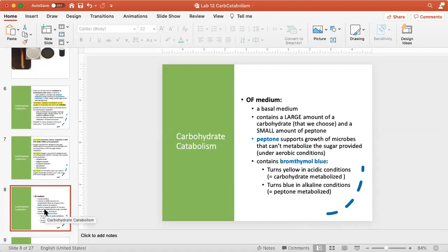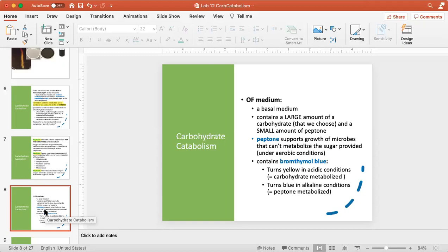Let's switch gears now and talk a little bit about this OF medium. This is a basal medium. Remember what we mean by that. It's a chemically defined medium. The list of ingredients are all known. And what can grow in a basal medium? Any kind of microbe that is not particularly fastidious. Remember that word fastidious? Non-fastidious microbes can grow in basal media.